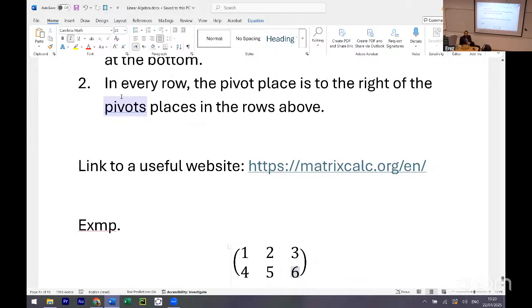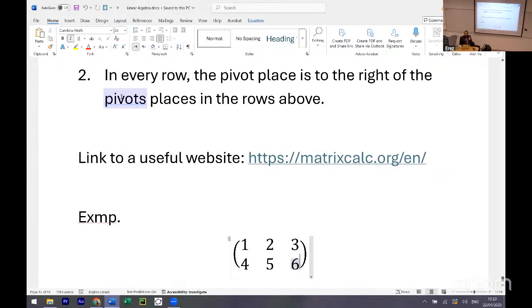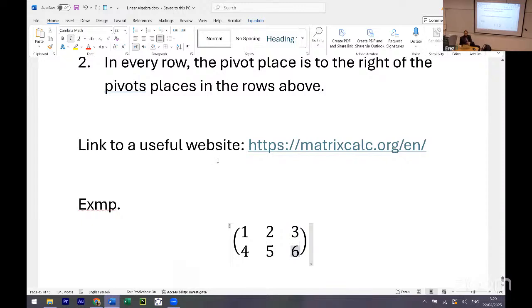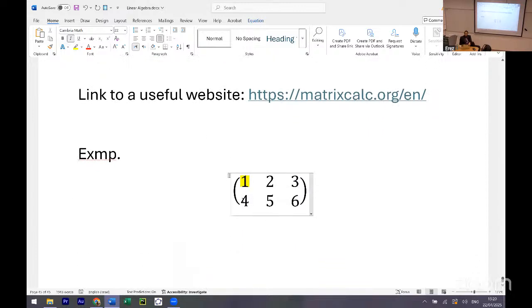Next, in every row, the pivot place has to be to the right of the pivots above. So what are the pivots in this matrix? In the first row, what is the pivot? The first element, 1, right? This is the pivot here. And what is the pivot on the second row? It's 4. Is the pivot 4 to the right of the pivots above it? No, it's just underneath it, so it's not an echelon form.